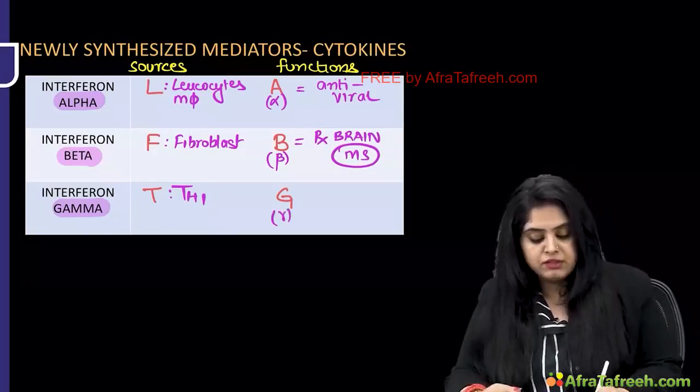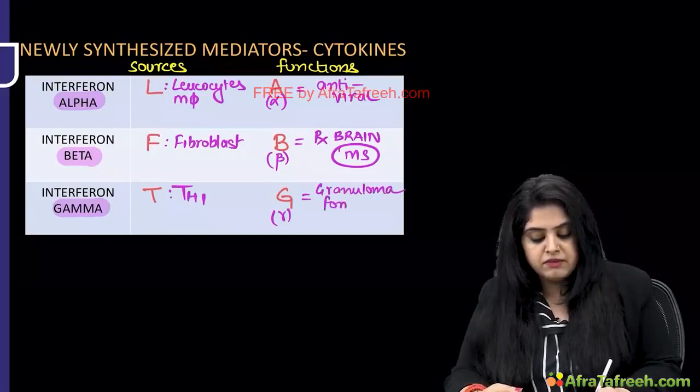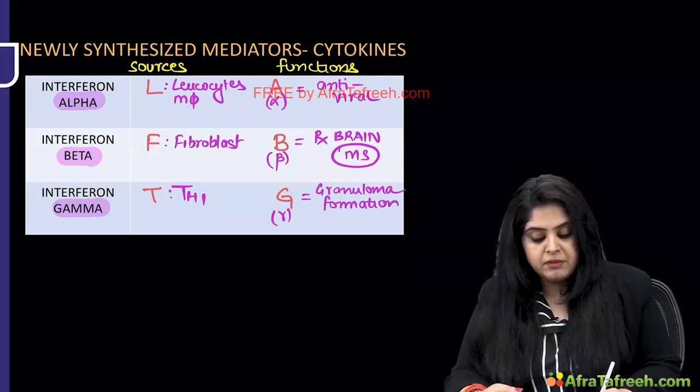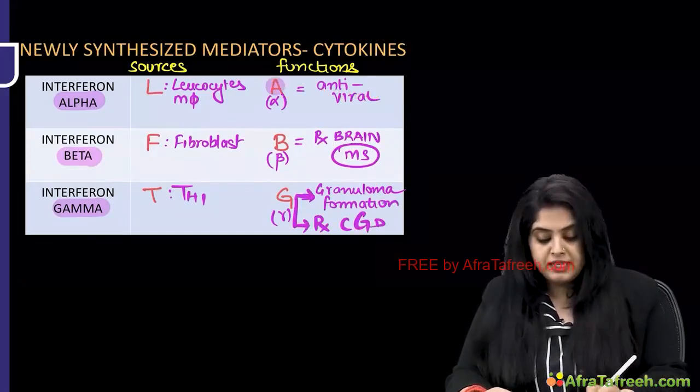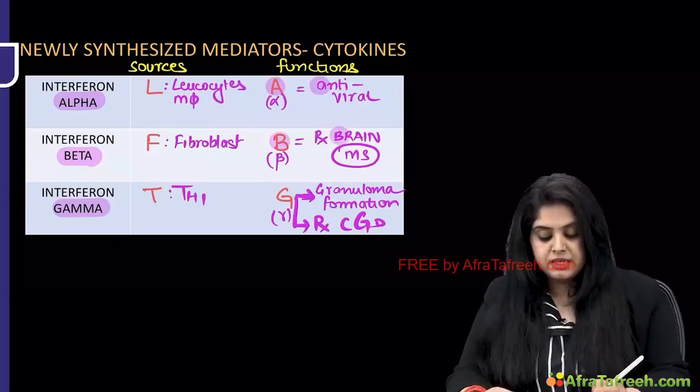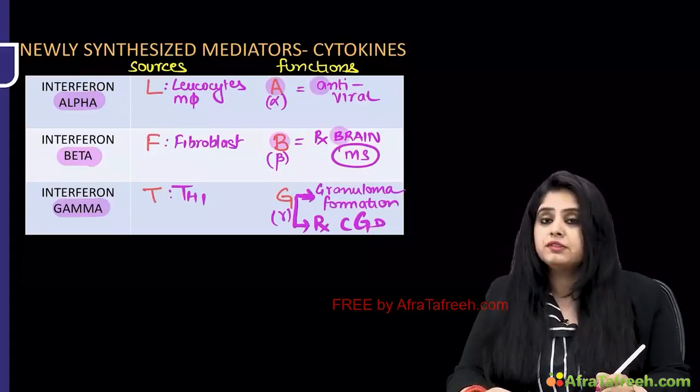And gamma is going to be useful for what? G for gamma, G for granuloma. It is useful for the formation of granuloma. Number one, it makes a granuloma. Number two, it is used in the treatment of chronic granulomatous disease. Repeating, when I say A, it is antiviral. When I say beta, that is brain disease treatment, multiple sclerosis.